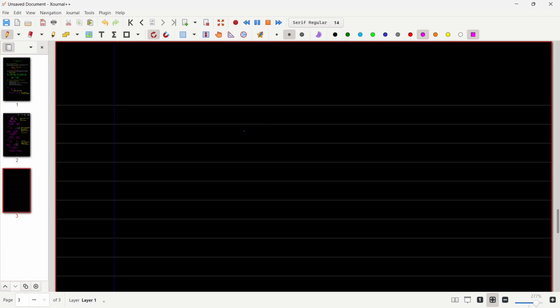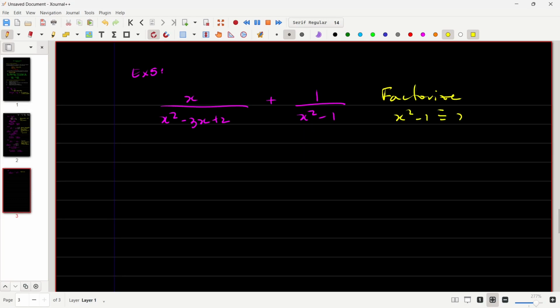Something big. Let's use a big quadratic. So let's say this is example 5, and let's say we have x squared minus 3x plus 2, and then plus 1 over x squared minus 1, and we're looking to factorize. So we're going to factorize x squared minus 1, which is equivalent to x plus 1 and then x minus 1. And then we're going to factorize x squared minus 3x plus 2, and we're going to get something very simple.